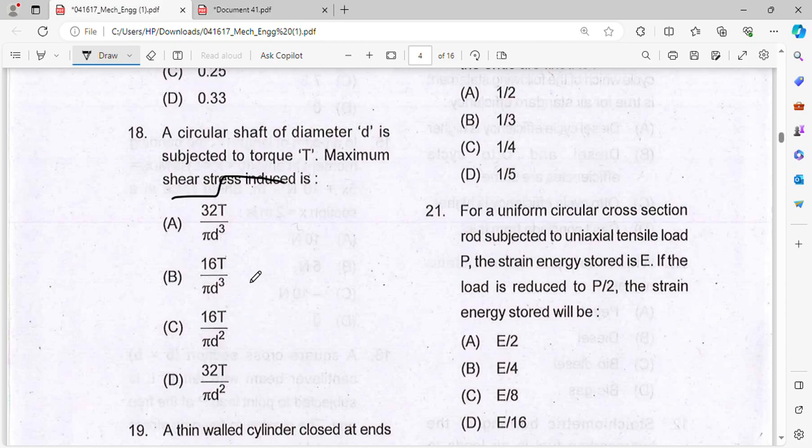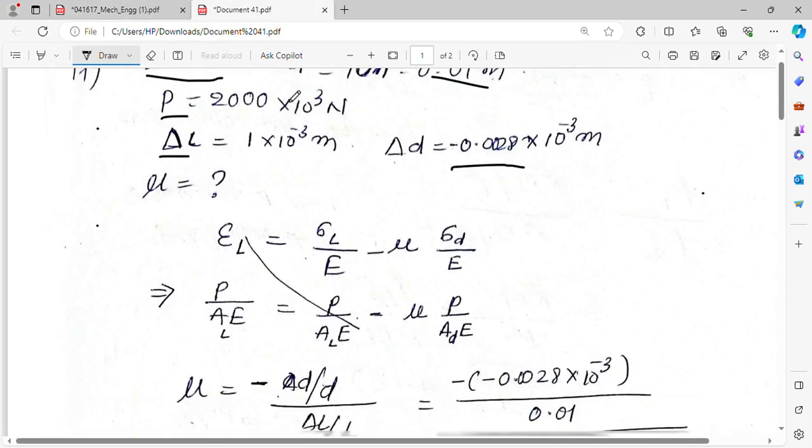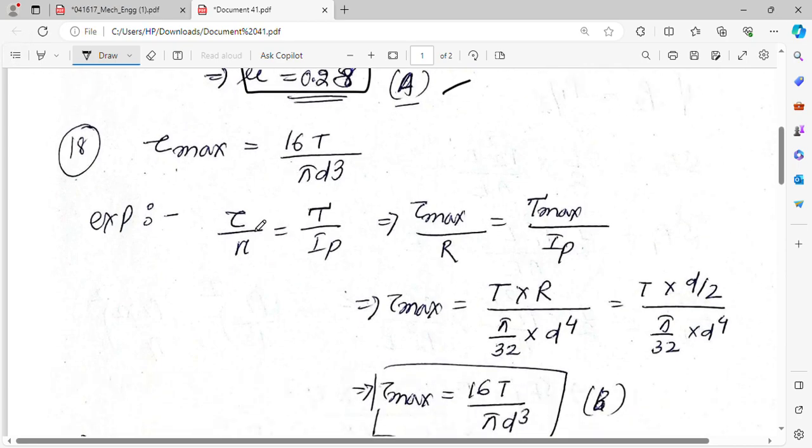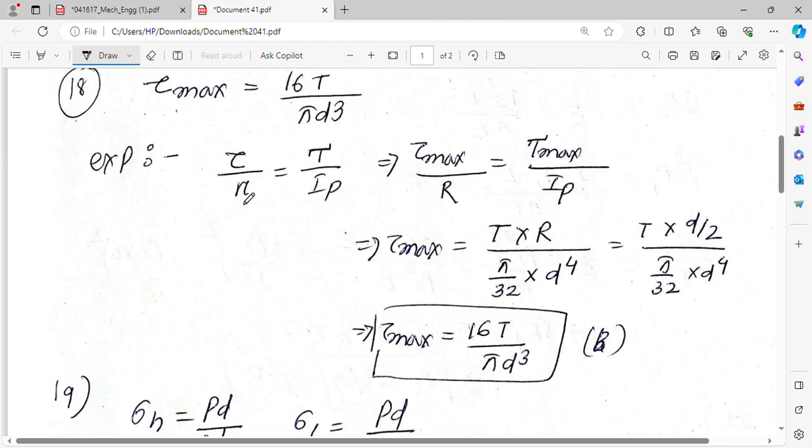In the explanation we get the answer: tau max is equal to 16T by pi d cube. We know the shear stress equation, tau by r is equal to T by Ip, where Ip is the polar moment of inertia. So tau max divided by maximum radius capital R is equal to T by the polar moment of inertia. Tau max is equal to T into R divided by pi by 32 into d to the power 4.